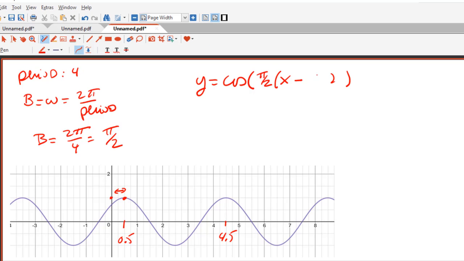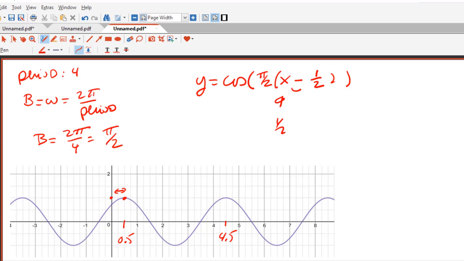If I enter here 1/2, you'll notice if I enter a half into x, half minus a half is 0, so subtracting was the correct thing to do. I need to subtract to move to the right, and that's it. I'm done. That's the function.